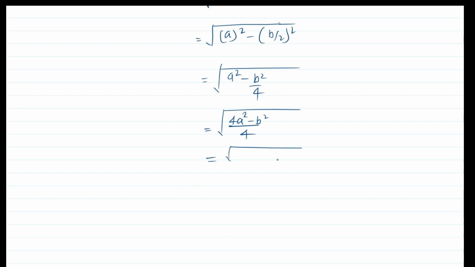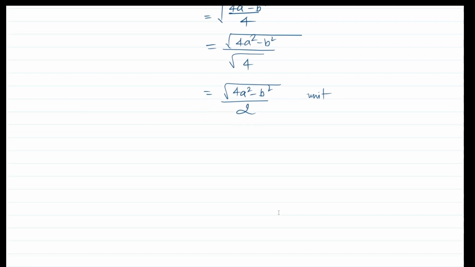Distributing the square root to both numerator and denominator, the numerator cannot come out of the radical sign, so it will be written as it is, and the square root of 4 will come out as 2, right? This is the height. This is the expression for height.